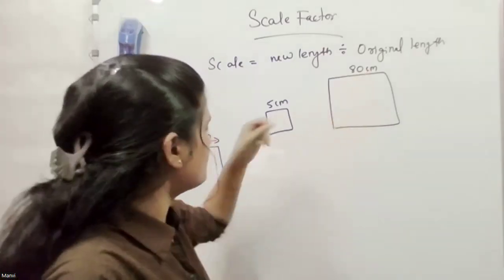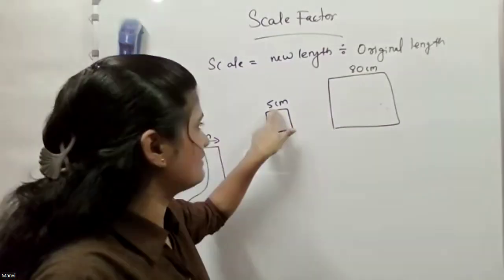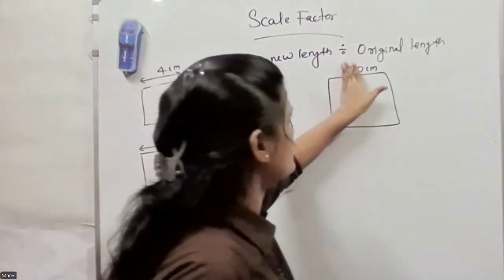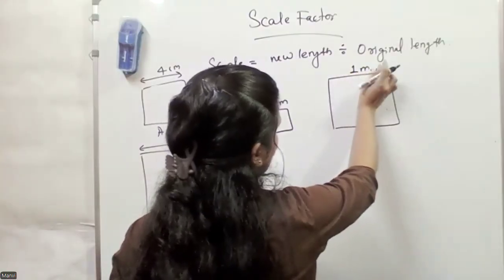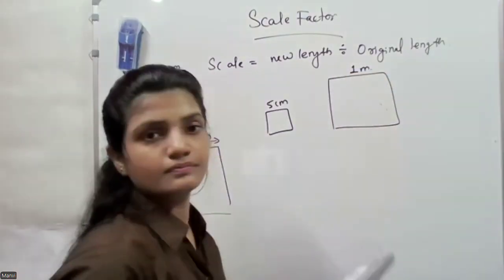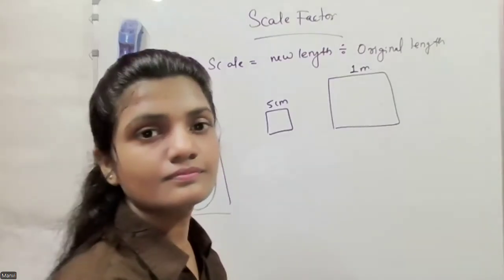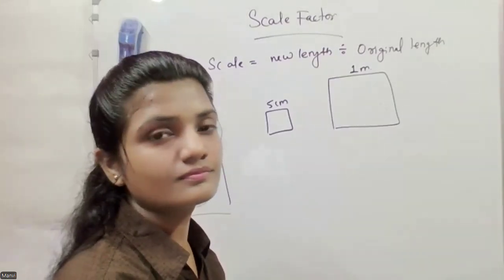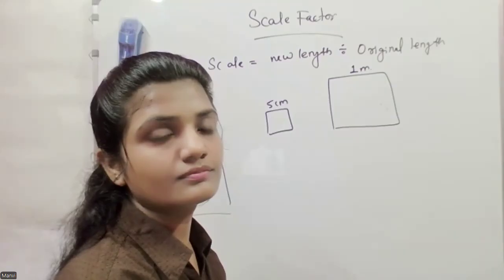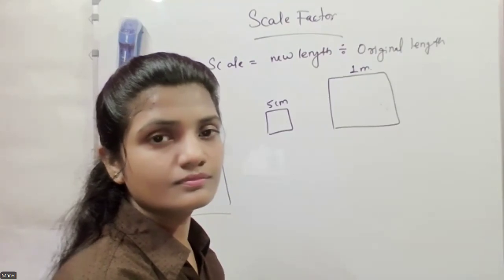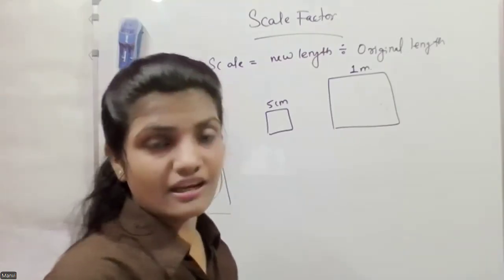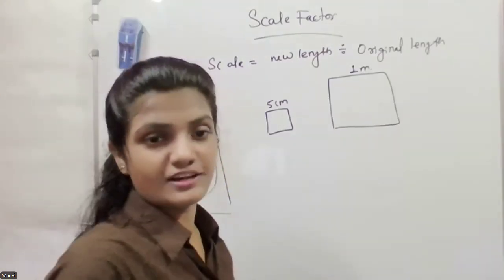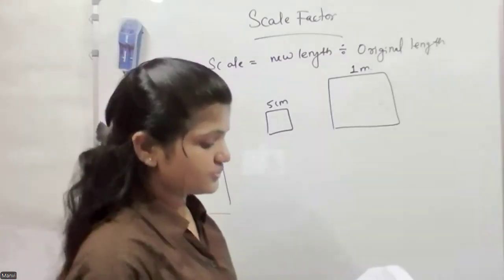For example, for shape A, the length is 5 centimeter. And for shape B, the length is 1 meter. So what will be the scale factor, Kavya? That's 1 meter, the scale factor would be 200 centimeters. No, I mean, not 200, 20 centimeters. Just 20, Kavya. We don't have any unit for scale factor, right? Just 20, yeah.